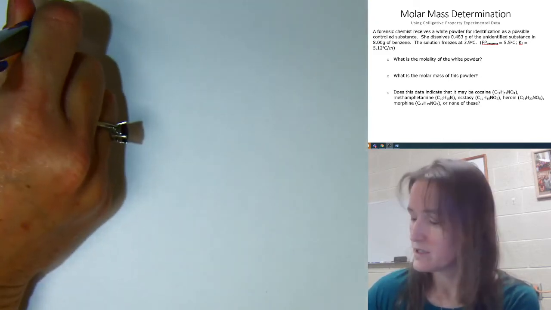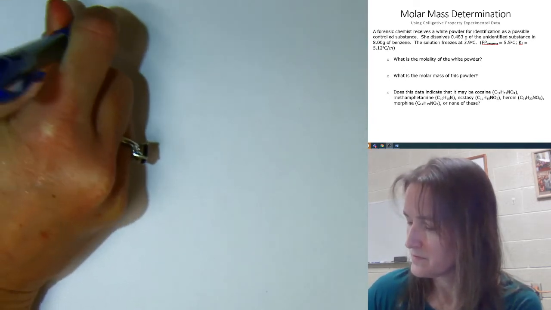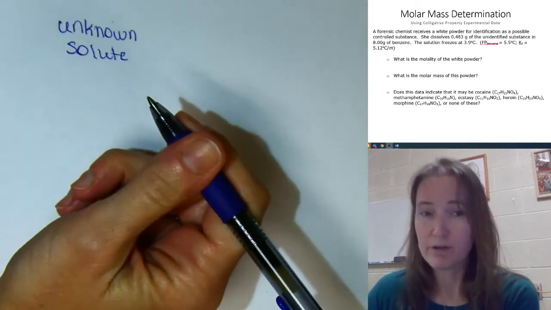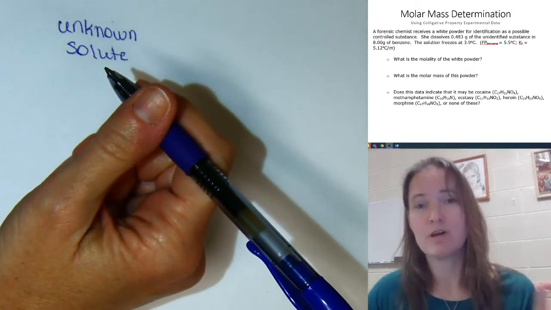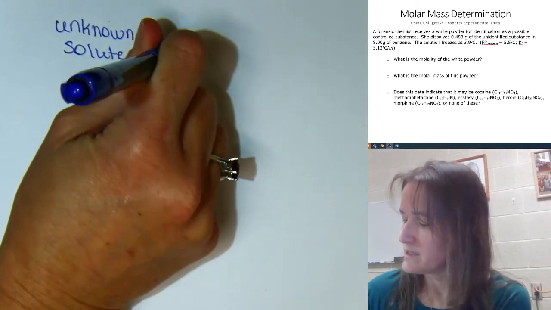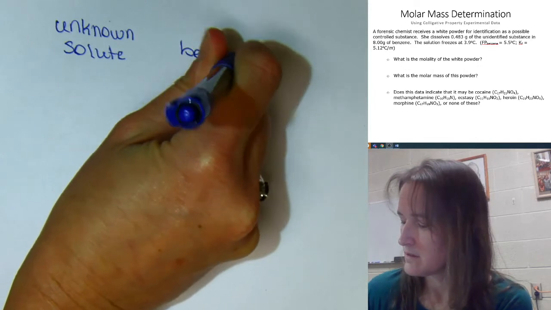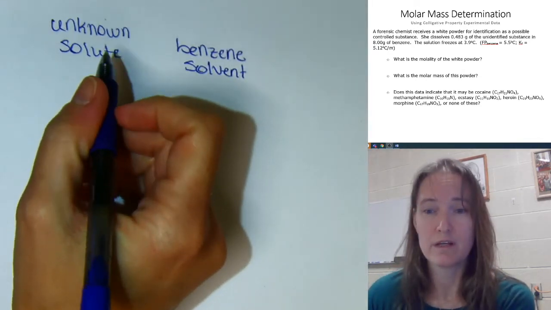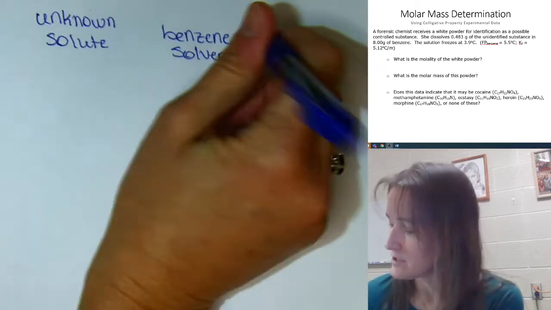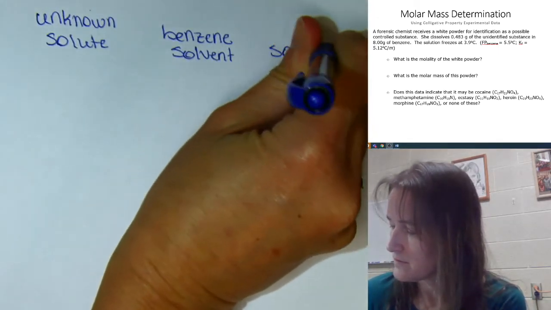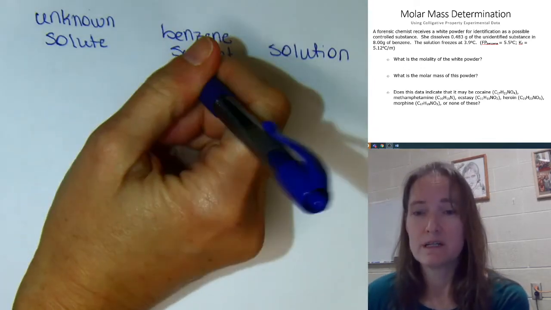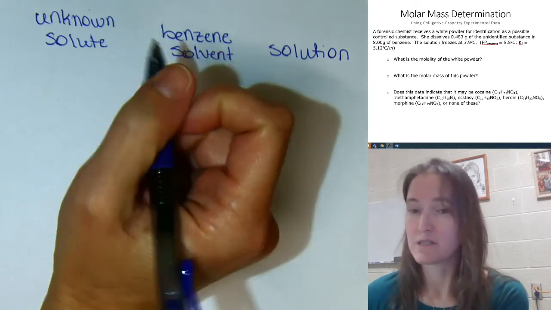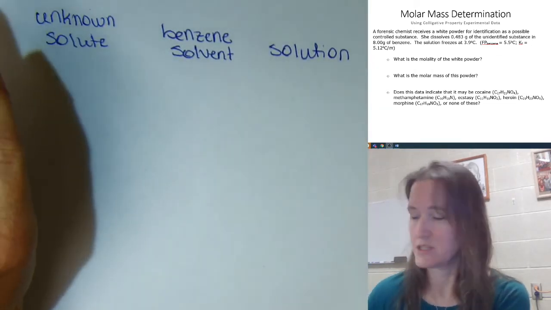And so my solute is an unknown solute. So I don't know the formula, I don't know the molar mass, but I do know the mass of it, and I do know that it dissolves in benzene. And my solvent is benzene. And then when you dissolve the unknown solute into the solvent benzene, you get a solution. So benzene is an organic solvent that is non-polar. So if this substance can dissolve in benzene, it must also be organic and non-polar. That's going to be important information to keep in mind.